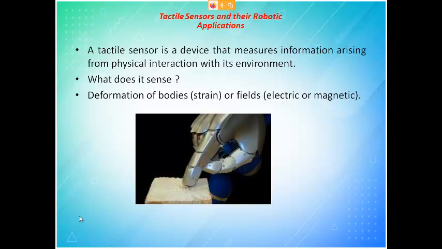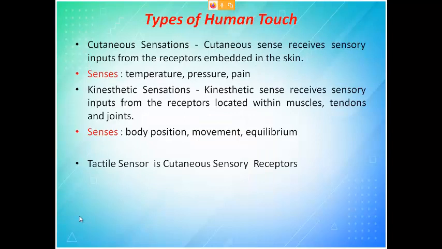We call it tactile sensors, devices that measure the information arising from the physical interaction with the environment, and how it senses deformation. Till now, all the types of sensors we have studied, we try to put in the tip of the robot arm. You might have studied pressure sensor, temperature sensor, all types of sensors till now; all that will be put together. When you take a human, we are able to sense temperature, pressure, pain, everything. And in kinesthetic sensation, again you go for body position, movement, equilibrium, everything. All this we try to give to the robot, and we face so many consequences.